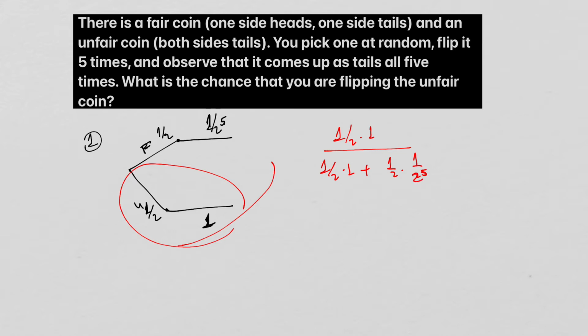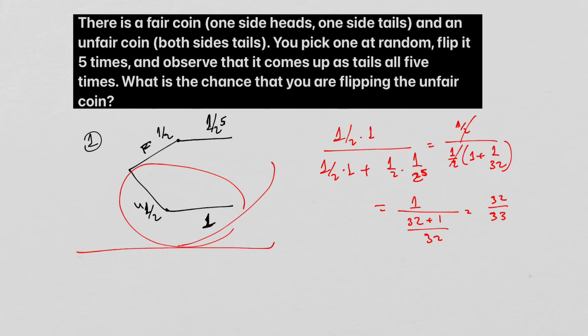Okay, so that is telling me 1/2 divided by 1/2. Let's take 1/2 outside of parentheses, then 1 plus 1/32, right? So they cancel. This is telling me 1 divided by 33/32, and this is telling me 32 divided by 33. This is very nice, but now we can also solve this one using Bayes theorem, right?